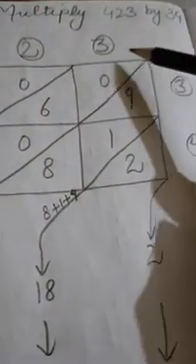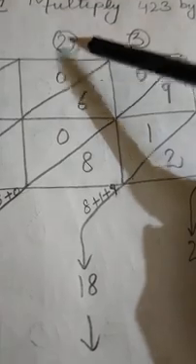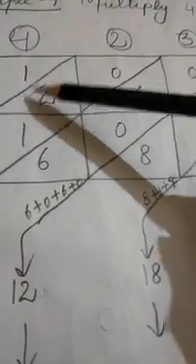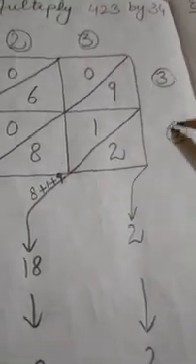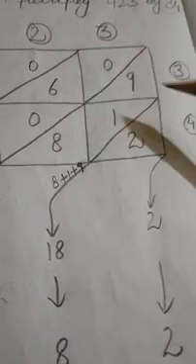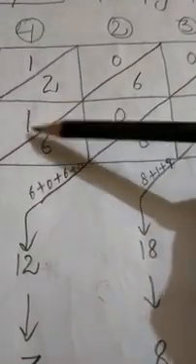Then we will start our multiplication. 3 3s are 9. We will write 09. 3 2s are 6. We will write 06. Then 3 4s are 12. We will write 12. Then the second digit is 4. 4 3s are 12. Then 4 2s are 8. 08 will be written. Then 4 4s are 16.